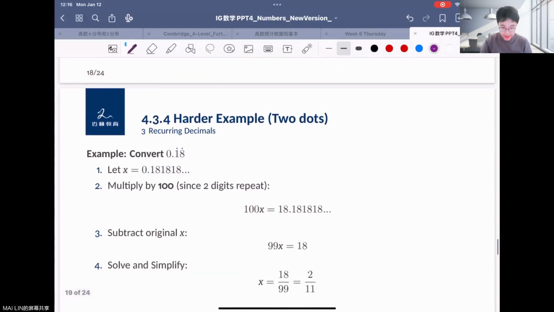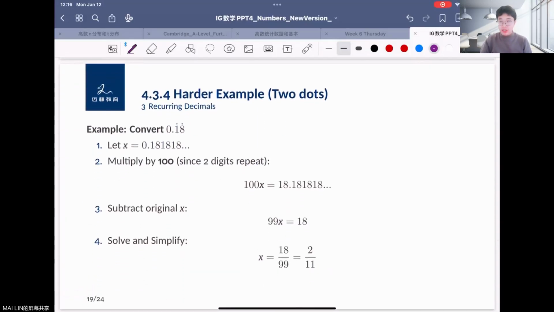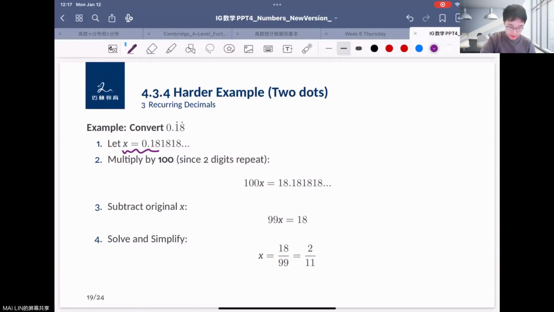Another example: if you want to convert 0.18 with a recurring symbol above the 1 and the 8, first write down the value of this number, x equals 0.181818, a lot of 18s after this. Because here there are 2 repeated decimal digits, if you use the method we just had and multiply by 10, 10x equals 1.81818. Compared with x, which is 0.18181, you can find the decimal places don't match each other. So we cannot use 10x.